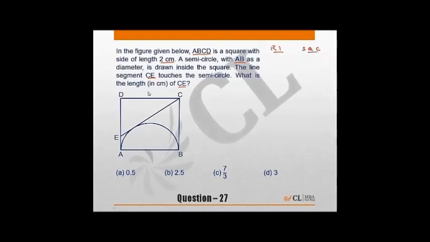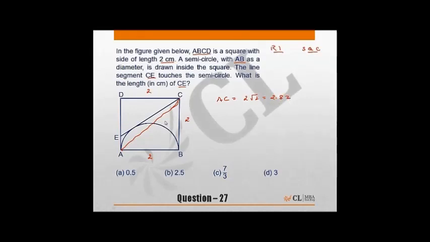The question says this is a square of side 2 centimeters, and there is a semicircle drawn with AB as the diameter. CE is a tangent to the semicircle, and we need to find the length of CE. Now, supposing it was not CE but AC, the length of AC, since it is a square, would be 2 root 2, which is 2.82, taking root 2 as 1.41.